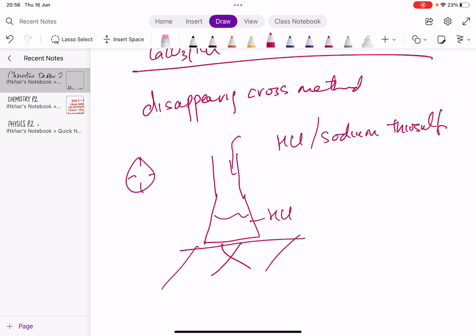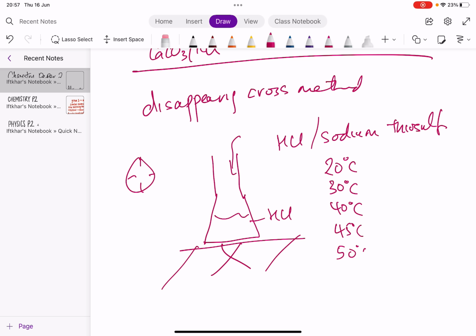Now in this reaction, what are the factors we can change? We can change the concentration of hydrochloric acid. We can alternatively change the temperature. So we can have hydrochloric acid and sodium thiosulfate in say 5 different water baths, set at 20 degrees, 30 degrees, 40 degrees, 45 degrees, and possibly 50 degrees. Those are the main experiments you are expected to know.